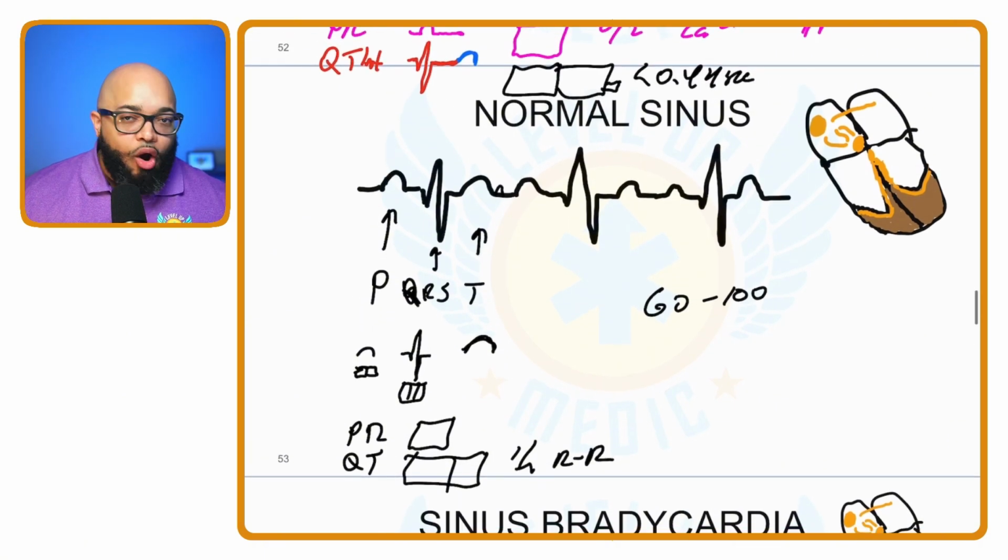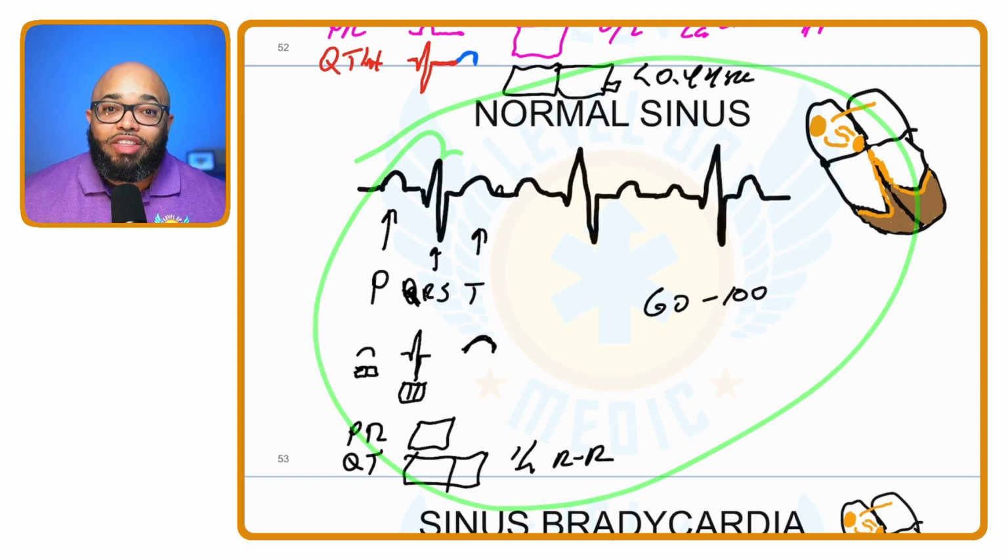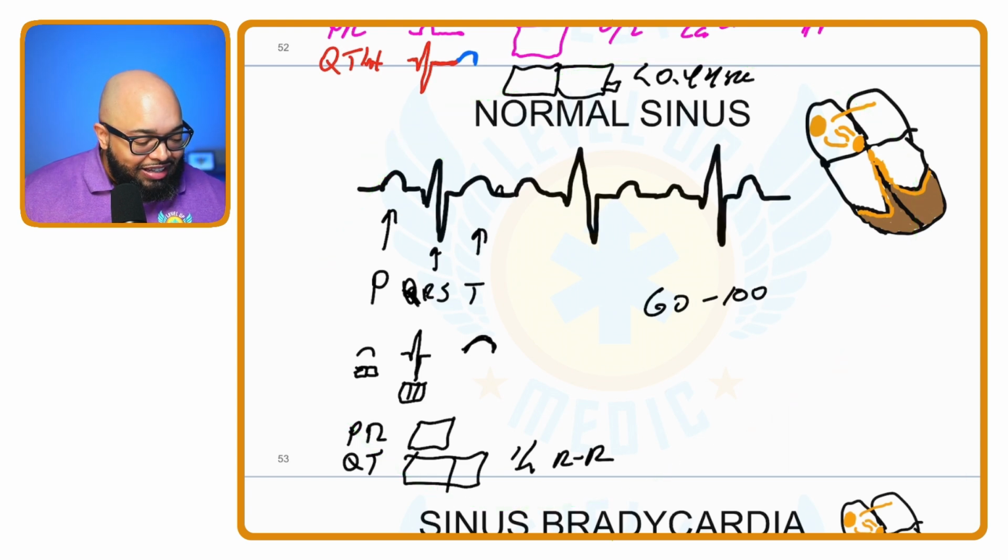Now, in terms of the heart, what part is that? That's going to be right here. The pacemaker is right here at the SA node, okay? That's what you need to know for normal sinus rhythm. And it's so important that you know all of this because, let me show you how we can apply this.